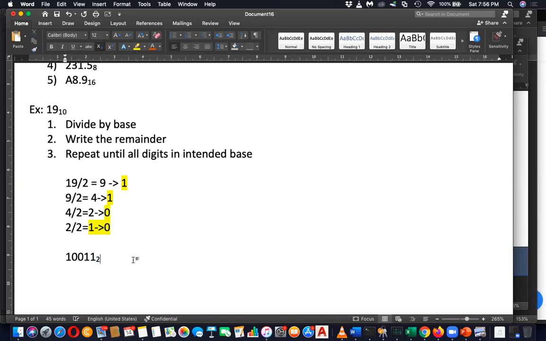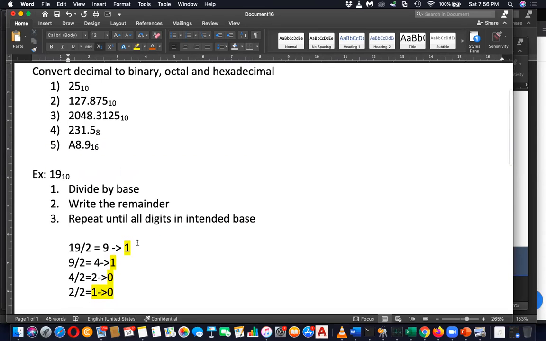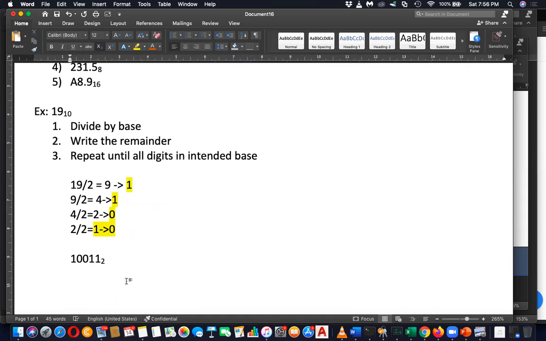So you have to do the same thing when converting to base 8, octal, and when you are converting to hexadecimal, divide by 16.